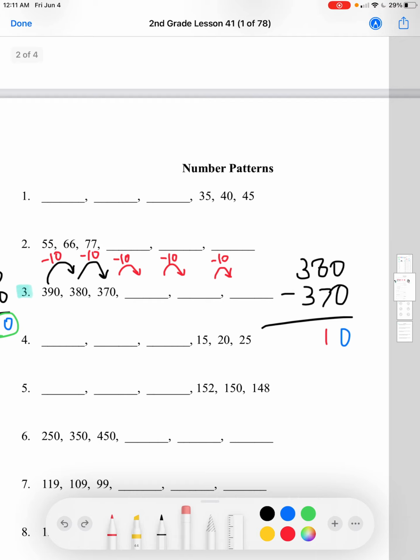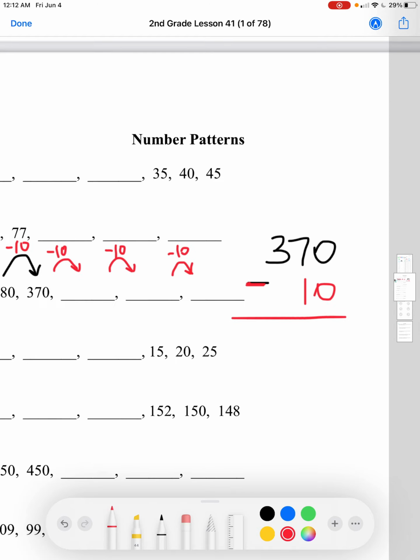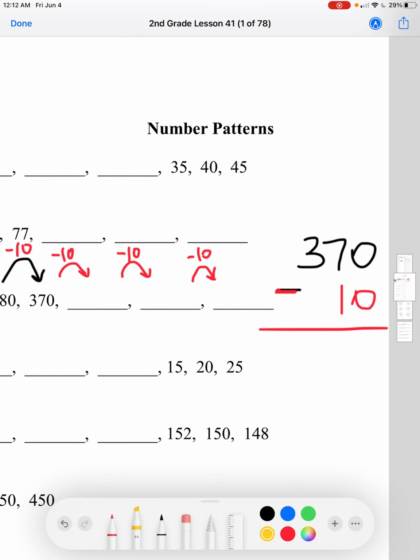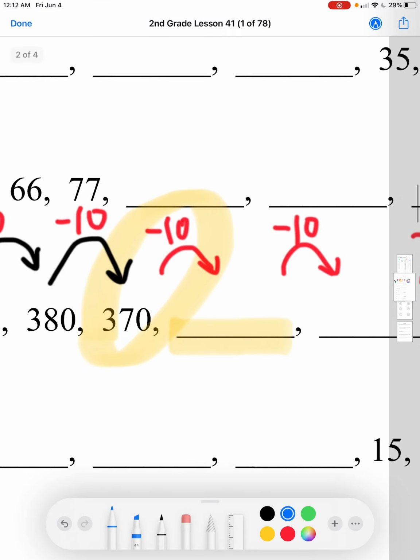So let's do that. Let me erase this on the side. 370 minus 10. And we're trying to find this number right here. So we're doing this. 370 minus 10, 0 minus 0 equals 0. Oops. 7 minus 1 equals 6. There's nothing under the 3, so we'll just bring it down. So the next number is 360.